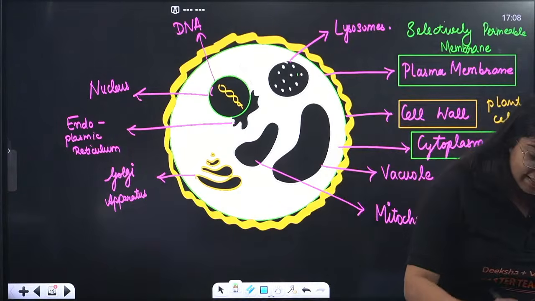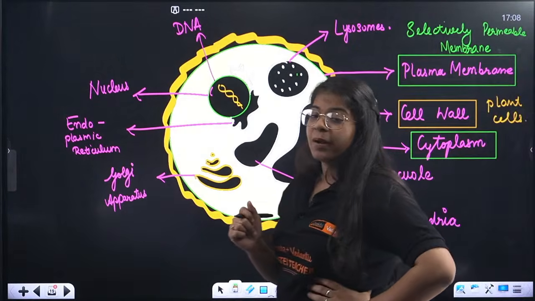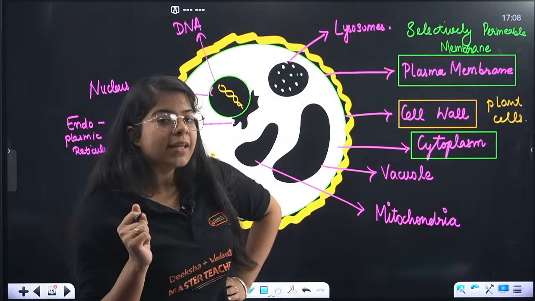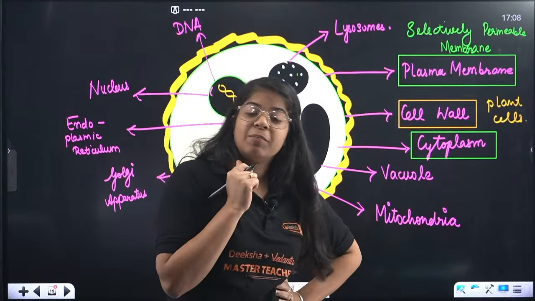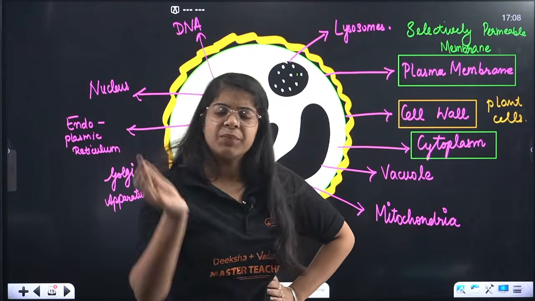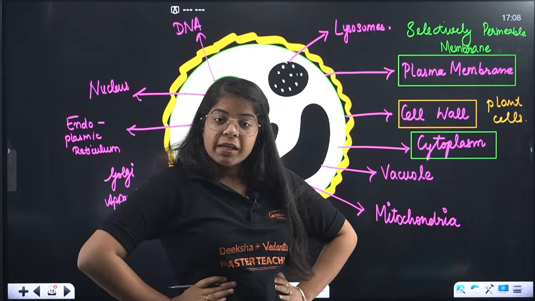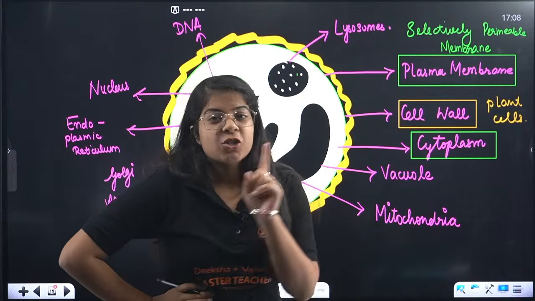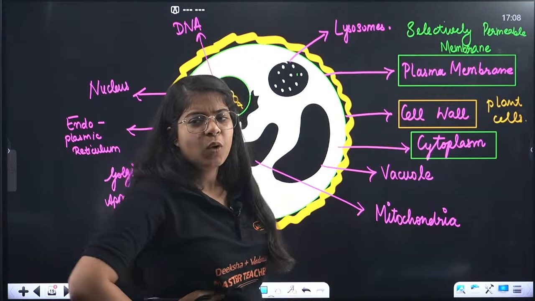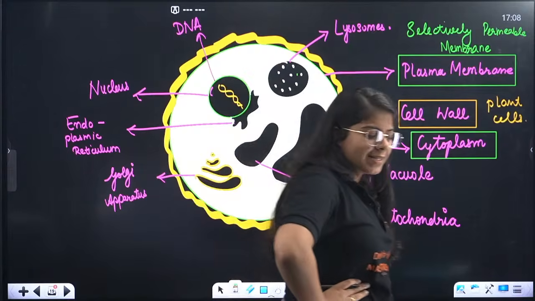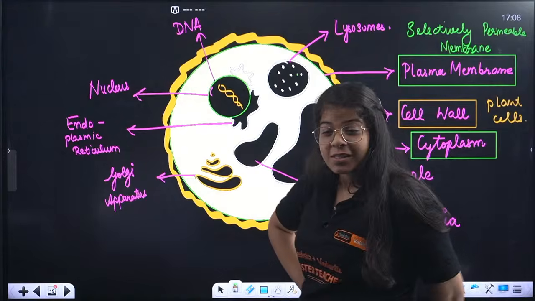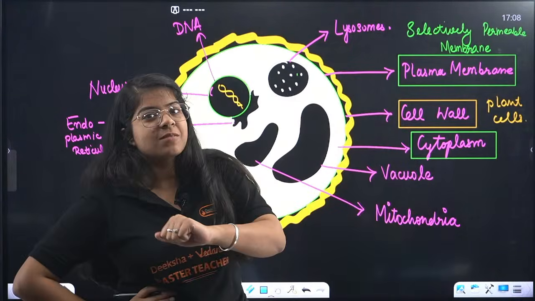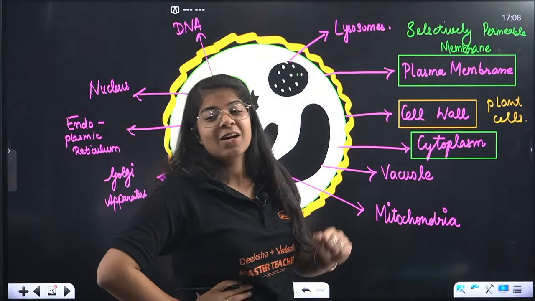The next question I have for you is, which is the outer layering of the plasma membrane? I'll give you a hint. It is dead. The outer layering of the plasma membrane is dead. It is not present in animal cells. What is that? It's the other answer that Joseph gave after the plasma membrane. That is your cell wall.